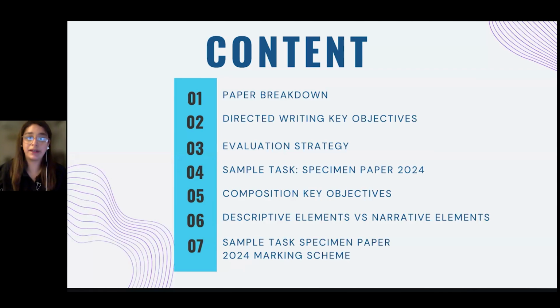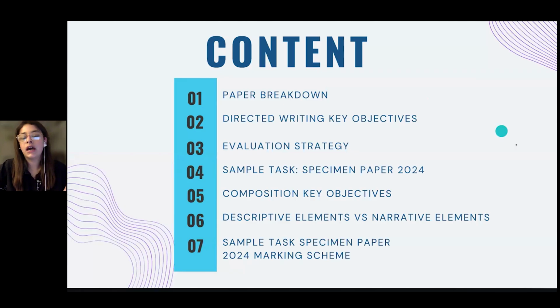Someone just asked what's expected in the paper. Obviously, there's no way of really knowing since this is the first paper for this format. I'm expecting an article, but that's just because it's in the specimen paper, but we have to prepare for everything. As long as you have your evaluation technique sorted, it should be good to go. So we will start off with a little bit of a breakdown of the paper.